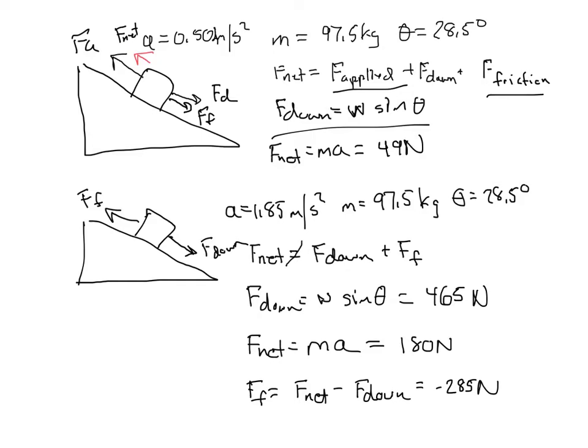Key though is because F net is going up the hill, we're going to say that it is negative, which also means that the applied force is going to be negative. So F applied is going to be F down, which is 465 newtons, plus 180 newtons for friction, plus the 49 newtons that is the net force. Okay. Doing all that, you end up with the answer of 799.